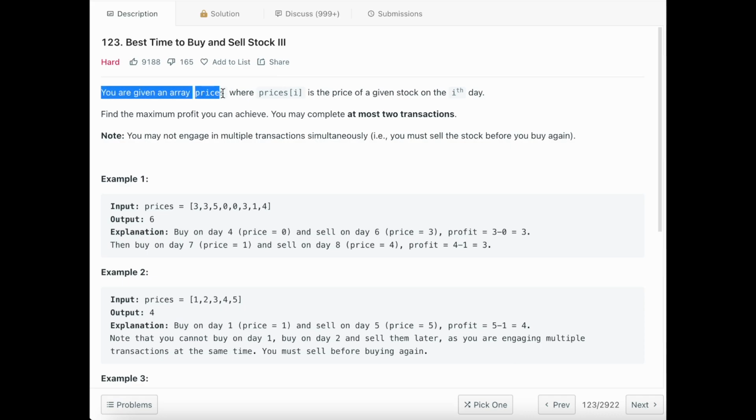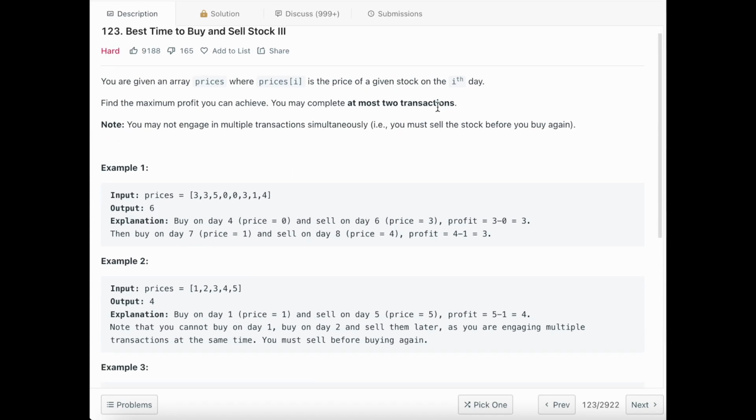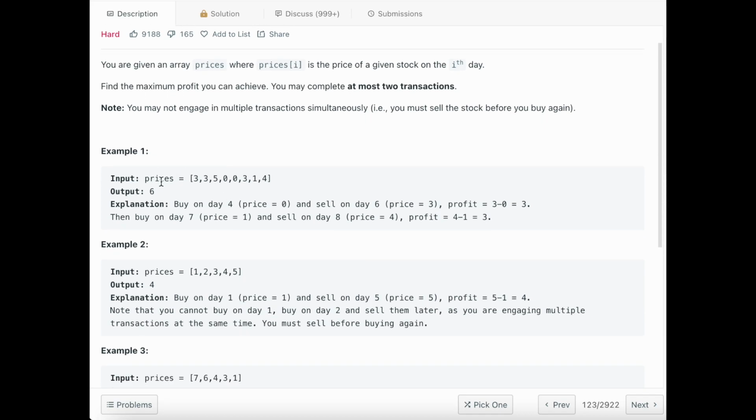So you are given an array prices where prices[i] is the price of the given stock on the ith day, and you have to find the maximum profit you can achieve. You may complete at most 2 transactions, which means you can complete at most 2 transactions and we need the maximum profit that can be achieved from these 2 transactions. So let's go to example 1.